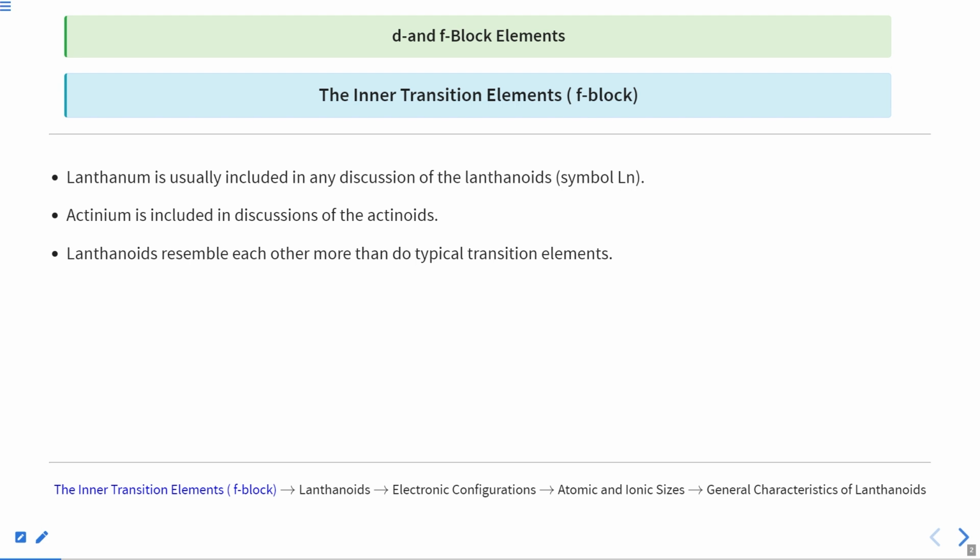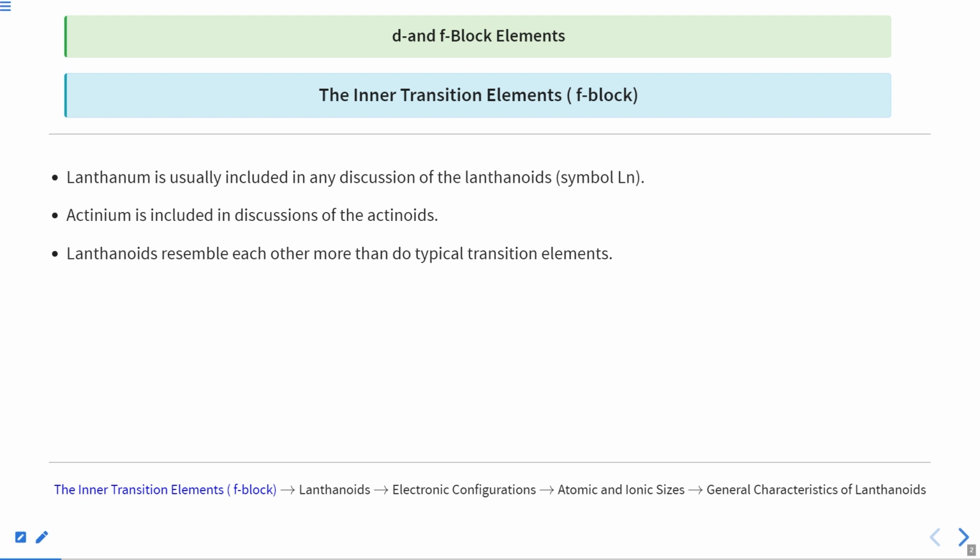Lanthanum is usually included in any discussion of the lanthanoids. So if you're talking about lanthanoids, lanthanum is also included in that discussion. Similarly, actinium is also included in the actinoid discussion. Lanthanum belongs to the lanthanoid section, and actinium belongs to the actinoid section.